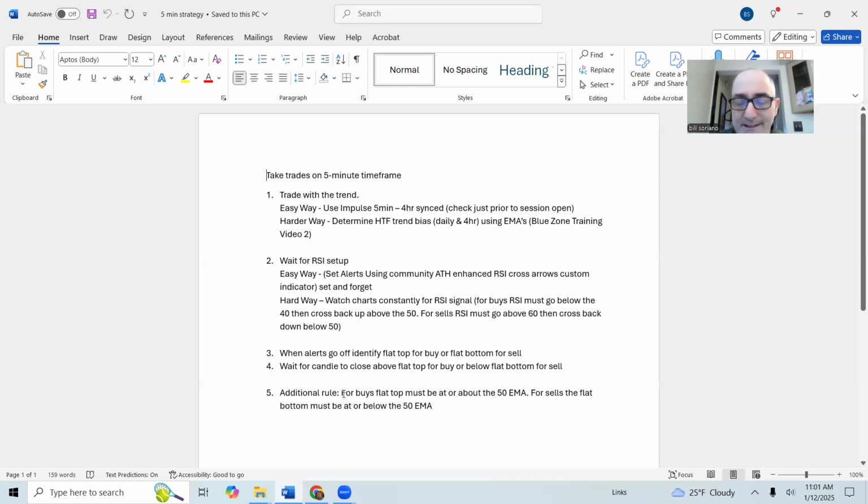An additional rule I put in here that I'm still determining whether or not is valid by my trading journal. The additional rule is for buys, the flat top must be at or above the 50 EMA. Probably going to change this to say that the entry should be at or above the 50 EMA, right? It doesn't really matter where the flat top is, but when you get that opportunity entry candle, break that structure of the flat top, that should be at or above the 50. And for sells, it should be breaking the flat bottom, should be at or below the 50 EMA.